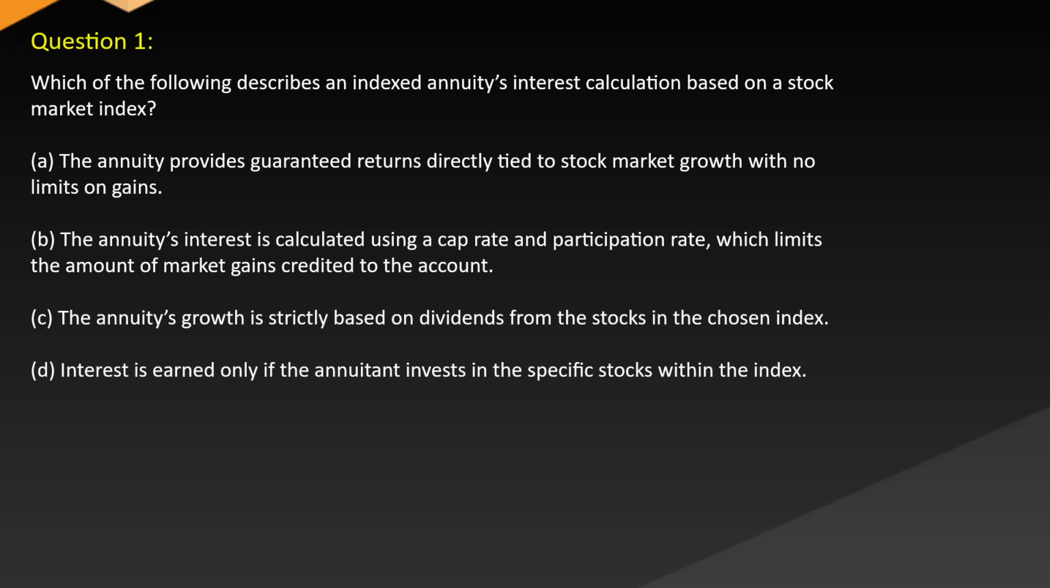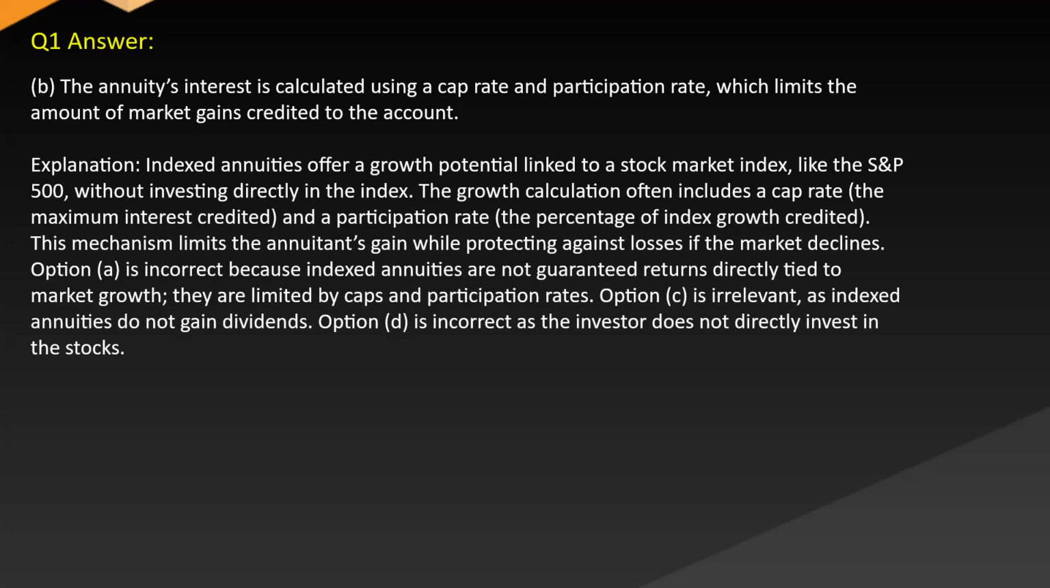C. The annuity's growth is strictly based on dividends from the stocks in the chosen index. D. Interest is earned only if the annuitant invests in the specific stocks within the index. Answer B. The annuity's interest is calculated using a cap rate and participation rate, which limits the amount of market gains credited to the account.